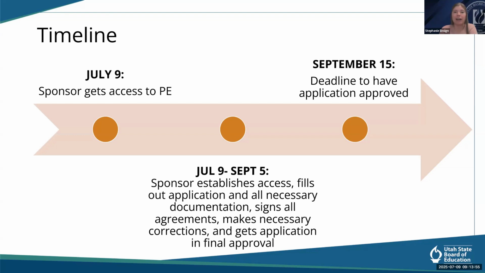And then our deadline for our office is to have your application approved by September 15th. So just so that you know, this is what the timeline looks like. You have a few months to get that done. Hopefully it'll be plenty of time. But we do want to make sure that we have your application approved by September 15th, so there's no issues with claiming. We do not want to approve it too late, because then it might put you past the 60-day deadline for claims.